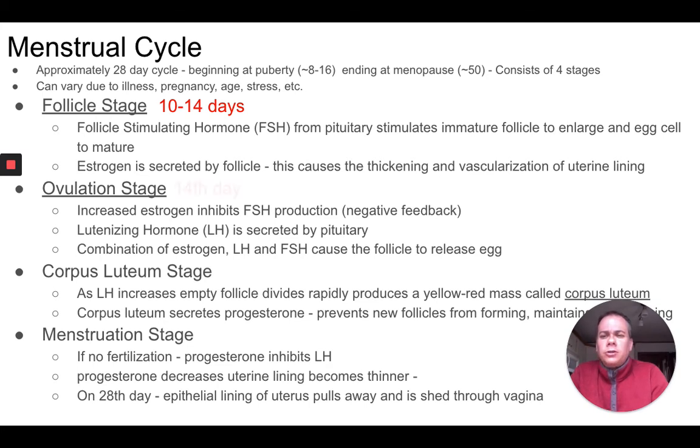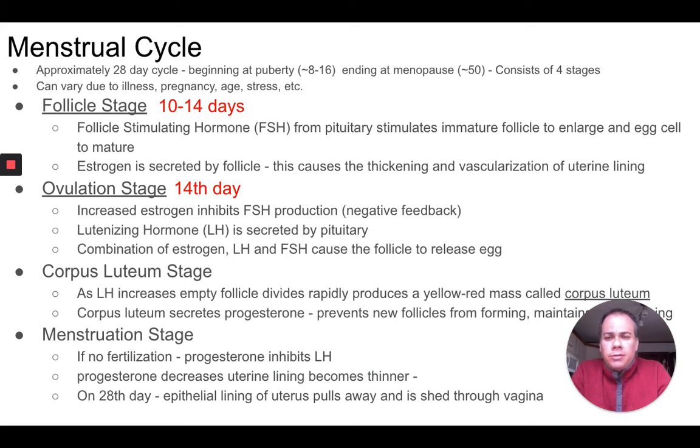After the follicle stage comes the ovulation stage. This is when the follicle has been fully matured, the egg within it has matured, and so when it's fully matured, that egg cell is released. The follicle breaks open at the surface of the ovary and releases the egg cell into the fallopian tube.